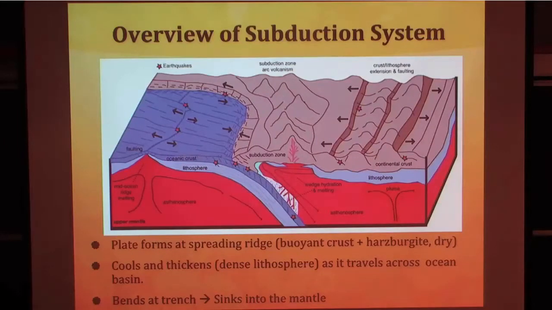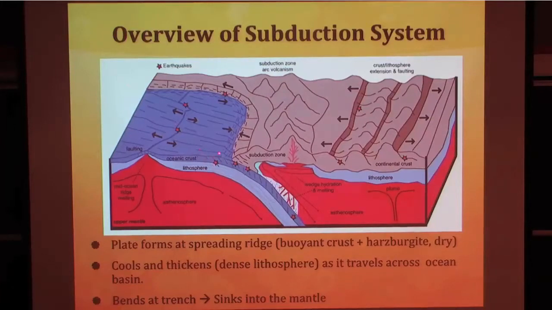Once the plate makes it across to the subduction zone, we know from our intro geology class that eventually it gets dense enough and it becomes unstable. We don't really know exactly how that happens. It will subduct underneath an overriding plate and eventually come into some shape that looks like this. At the trench, there's usually a little bulge that comes up, a sort of flexural bulge of this plate, that's called the outer rise.